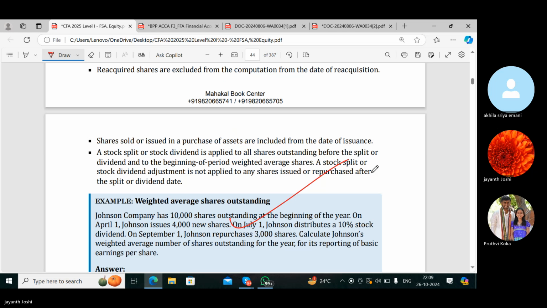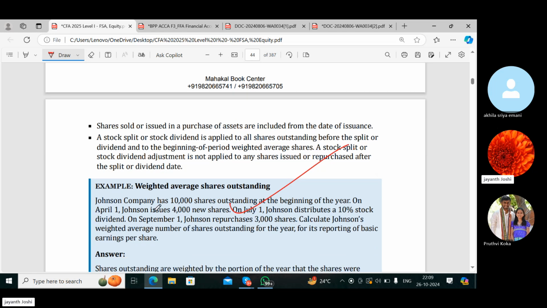Johnson Company has 10,000 shares outstanding at the beginning of the year. So 10,000 into 12 by 12. April 1, and then we have to see a 10% stock dividend, into 1.10. That is on July 1st. And then 4,000 new shares from April 1st: 4,000 into 9 upon 12 into 1.10.